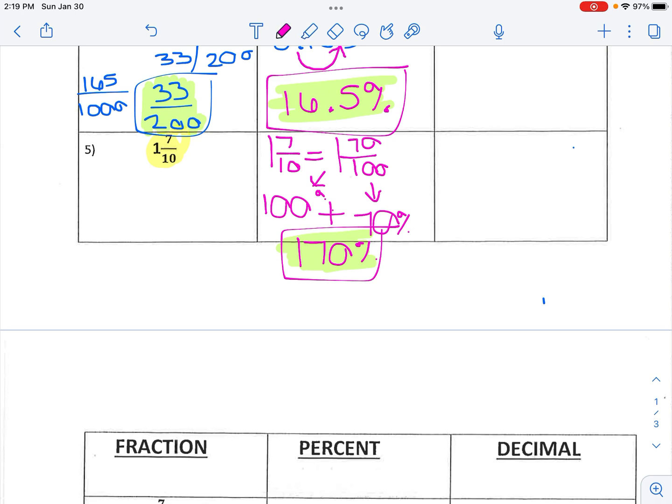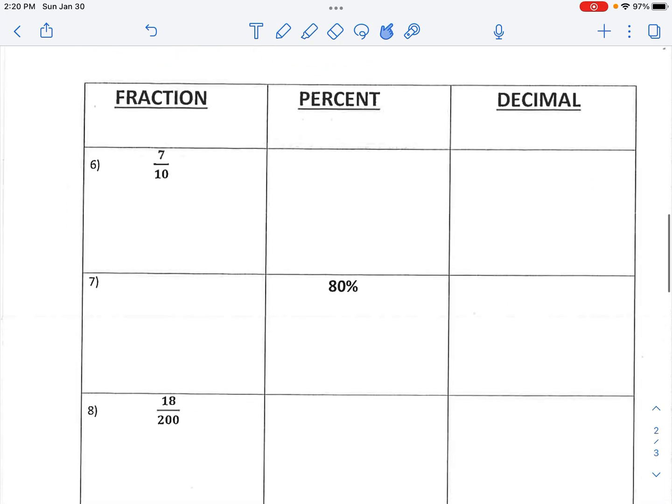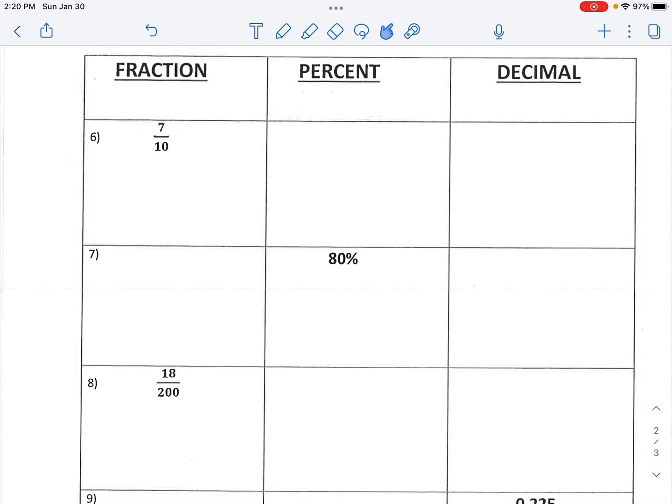For the decimal, let's start with the original mixed number that we were given, 1 7/10. You're going to write the decimal exactly as you read the mixed number. 1 and, we know and is always the decimal, 7/10. That's what your decimal should be for number 5. If I'm going too quickly, make sure and pause the video. You can restart, back it up, rewind, fast forward.